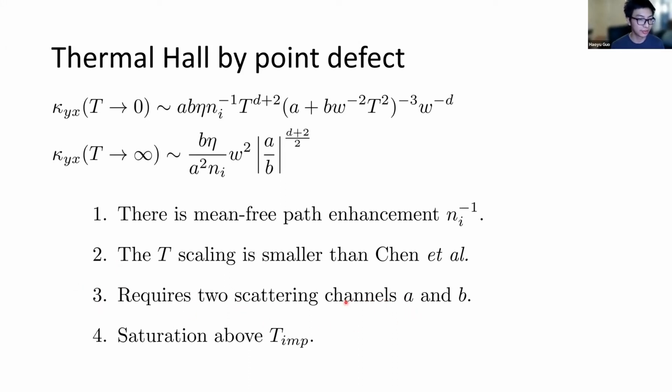The fact that we needed two channels A and B is also related to parity symmetry. And also, similar to the longitudinal transport, there is also a saturation when your temperature is above the impurity temperature scale.